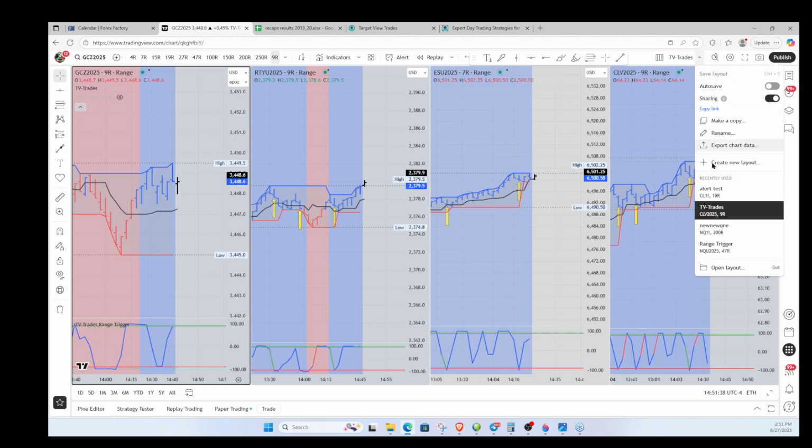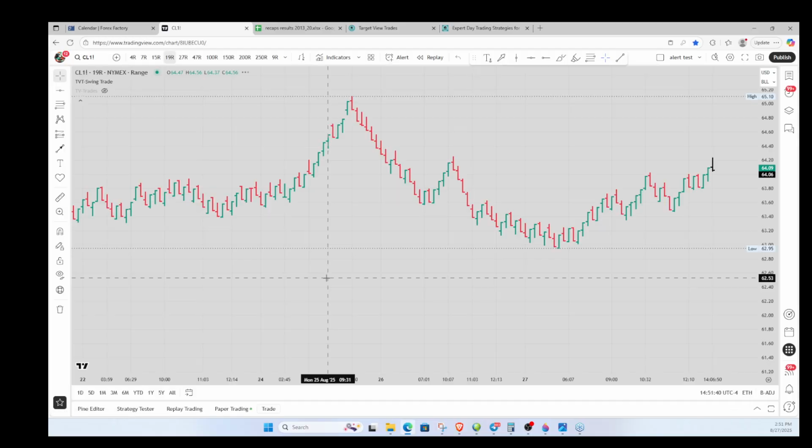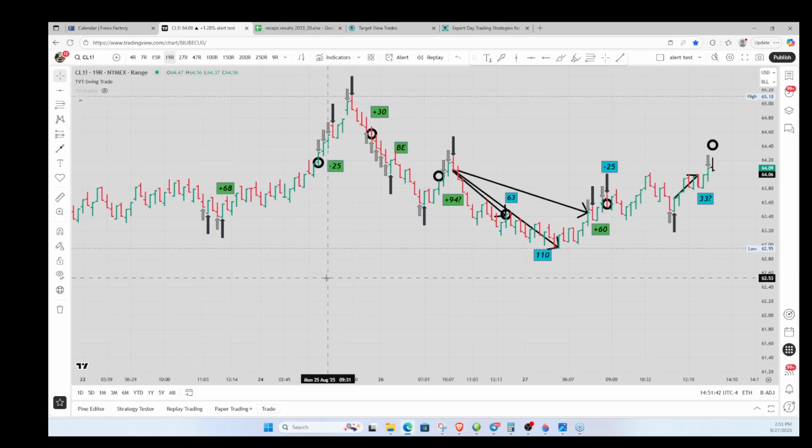Okay, so let's go back here, and we'll see. You don't have the swing trade. When you click on indicators, you see a lot of swing trade options. Which one do you pick? What do you mean?